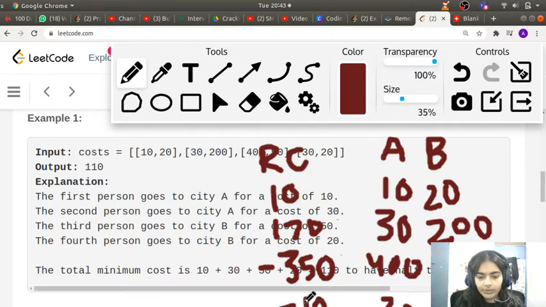So we are going to have to spend 30 if we fly him to city A, and 20 if we fly him to city B. So in this case, the relative cost of flying him to city A over city B is minus 10.